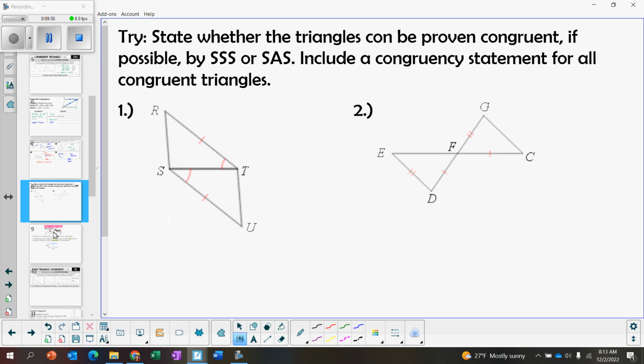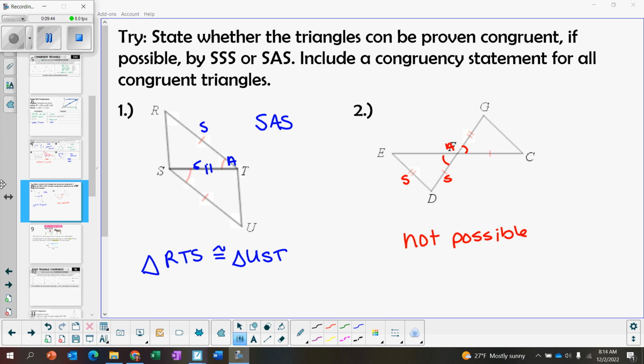So you guys try these two, pause, hit play when you're ready to see your answer. So for number one, it is congruent by SAS. If I looked here, I also have SAS, so they match. So that would be triangle RTS is congruent to triangle UST.